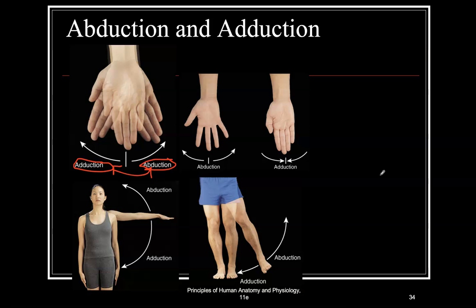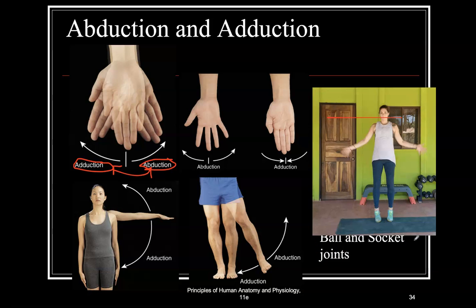Okay, so let's go ahead, and this is just showing you, I'm going to get to this in a minute, condyloid joints and ball and socket, but that's the next section, so don't worry about that too much. So this is a perfect example of abduction, adduction. When you do your jumping jacks, as your arms and feet go out, that's abduction. As you bring them back to the body, that's adduction.